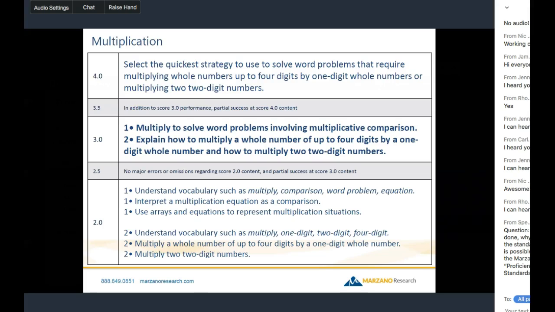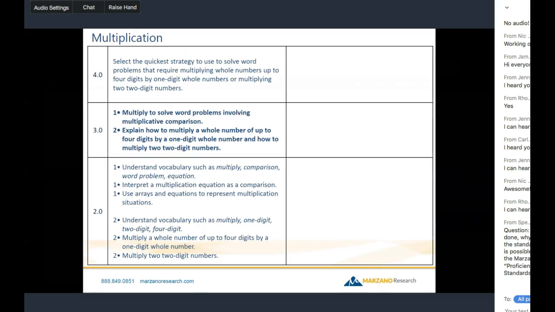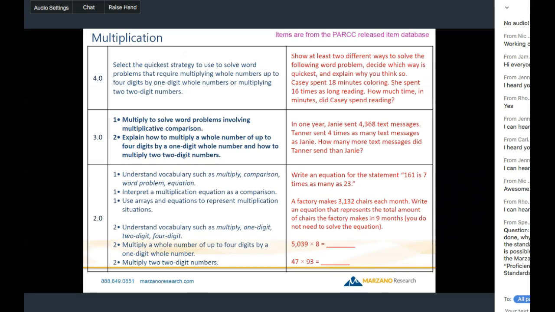This is a scale for multiplication at 4th grade. You can see the 3.0 level has 2 elements, multiply to solve word problems involving multiplicative comparison, and explain how to multiply a whole number of up to 4 digits by a 1-digit whole number, and how to multiply 2 2-digit numbers. I located some assessment items that were related to this content. I pulled them off the Parks released items database, but you could use, again, the assessment items that you are already using. You don't need to go find new ones. And you just start aligning them to different levels of the scale.